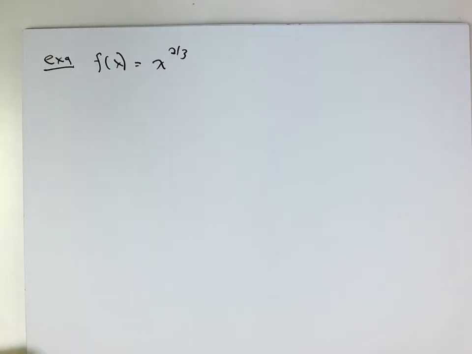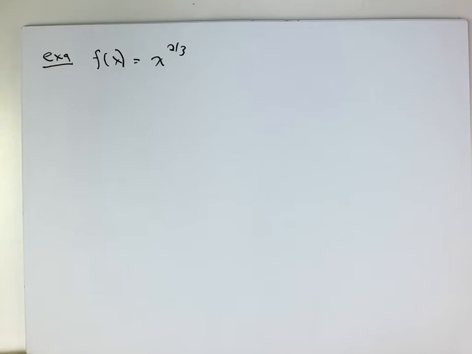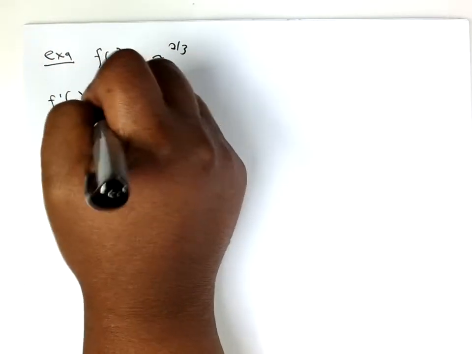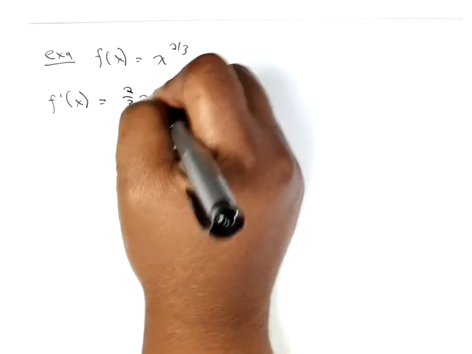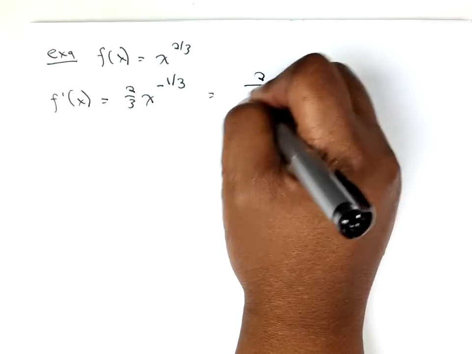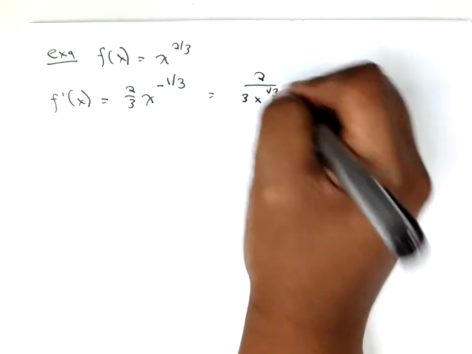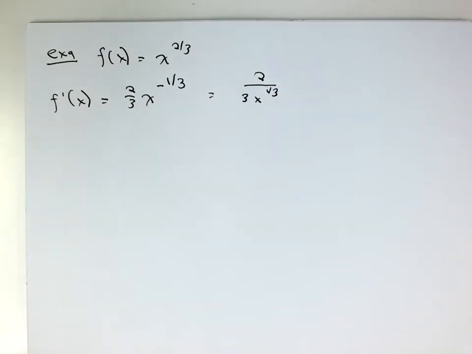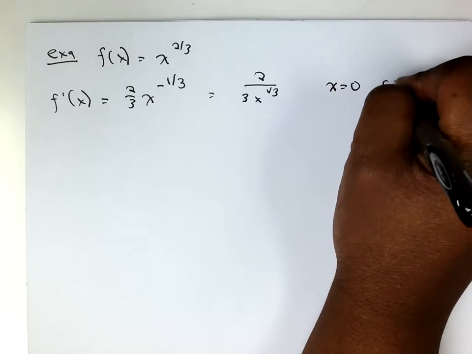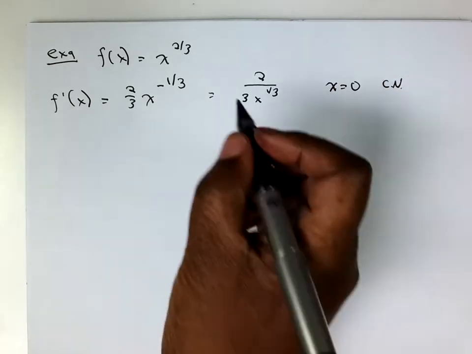So a couple more examples with finding intervals of increasing and decreasing. So I have f of x is x to the 2/3 power. F prime of x is 2/3 x to the negative 1/3 power. So if I just rewrite this a little bit to clean it up, it would be 2/3 x to the 1/3. So nothing makes it 0, but 0 makes it undefined. So my critical number is x is equal to 0.